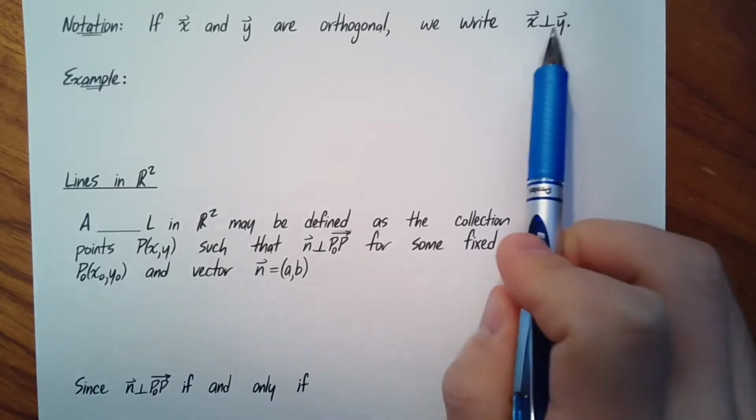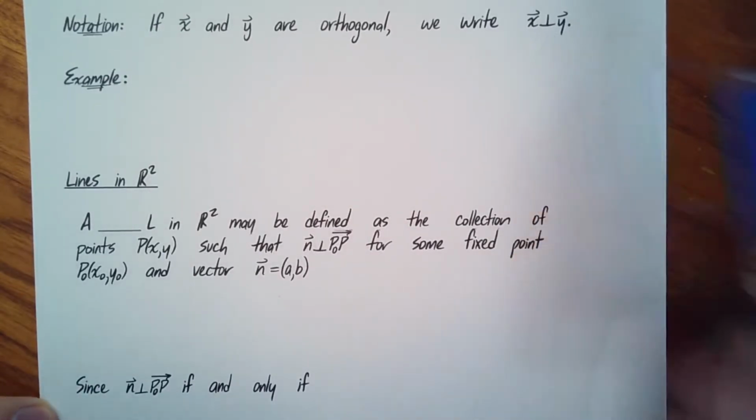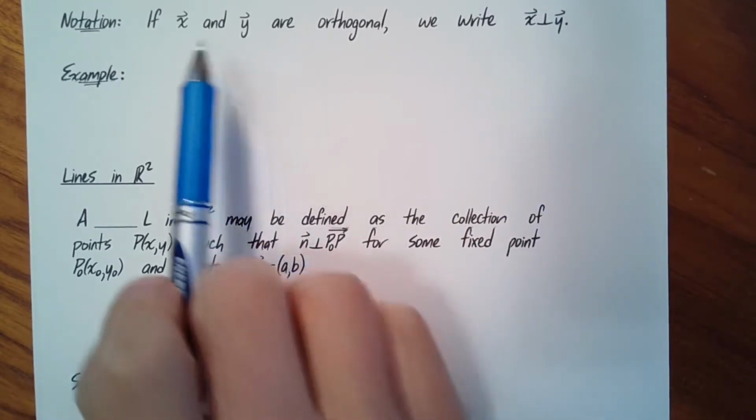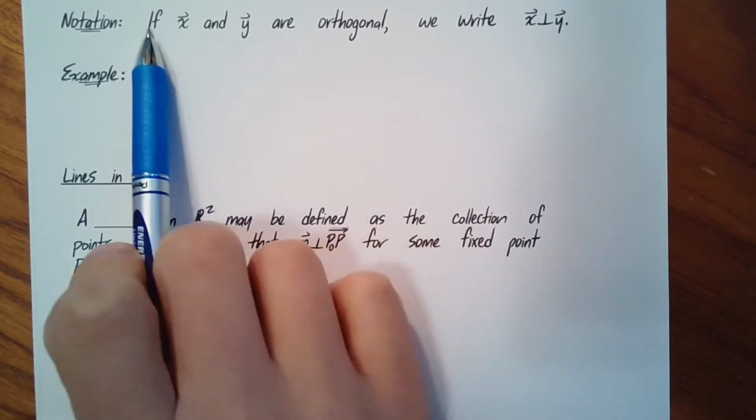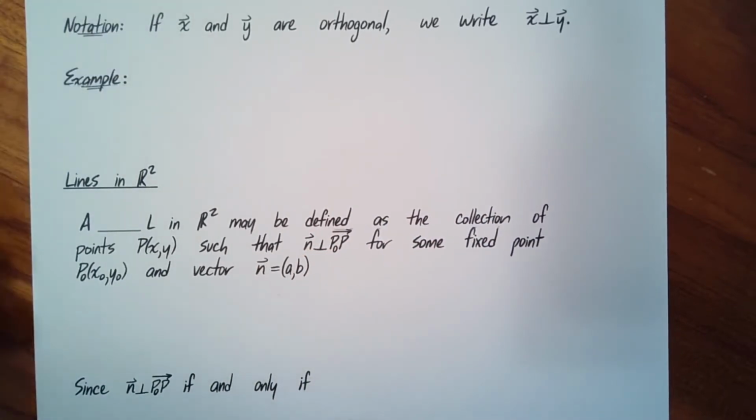But this symbol actually has a name. It's called a perp symbol. Perp is short for perpendicular. But anyways, that's the notation. If you want to concisely say that x and y are orthogonal, you can write this notation down instead of having to actually say it out loud, like say it in words. Just saves you a bit of time. Let's look at an example.